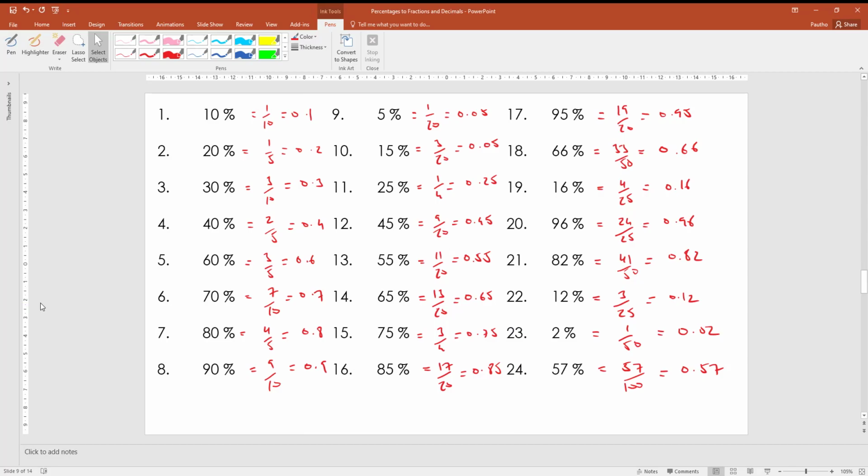Okay, welcome back. Here's the main task answers. I've had to squeeze them all in, sorry, so excuse my handwriting. Hopefully you can read them all, but I've done all the simplifying down there for you, and the answers as well in decimal form.